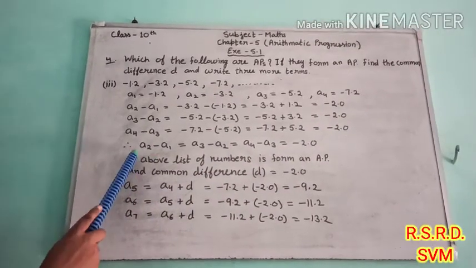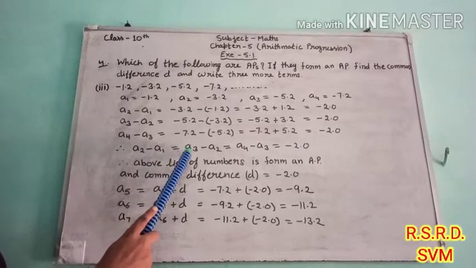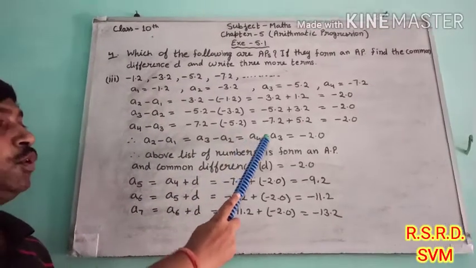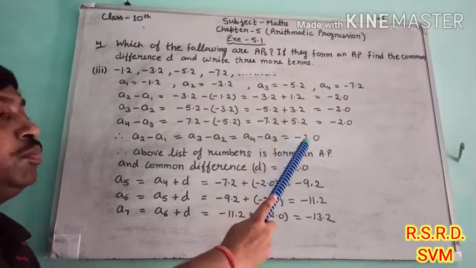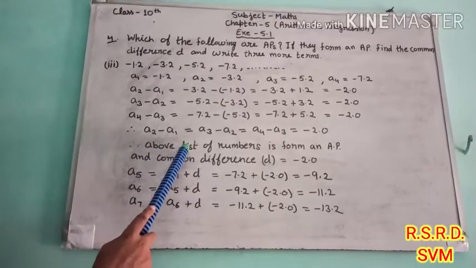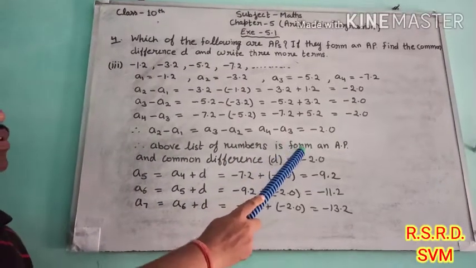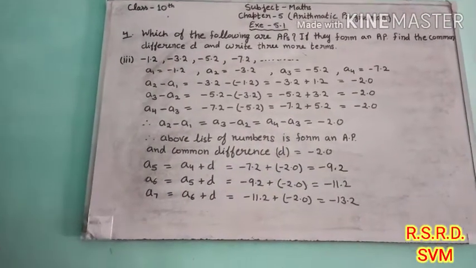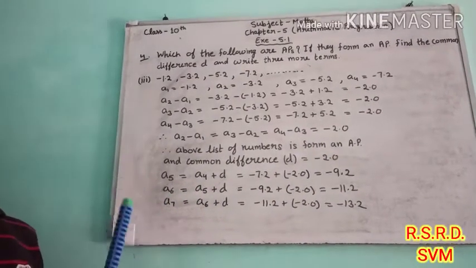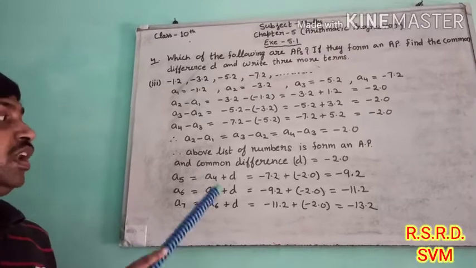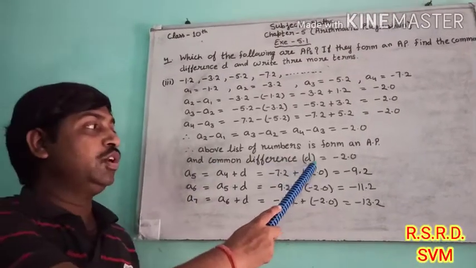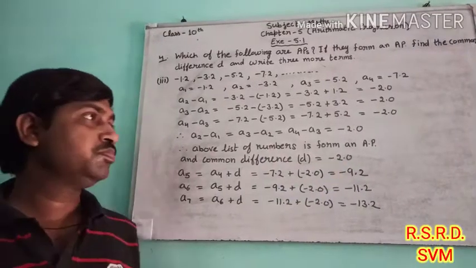So we can write A2 minus A1 equal to A3 minus A2 equal to A4 minus A3 equal to minus 2. Since the difference is the same, the above list of numbers forms an AP. Since it is an AP, we can write the common difference D equal to minus 2.